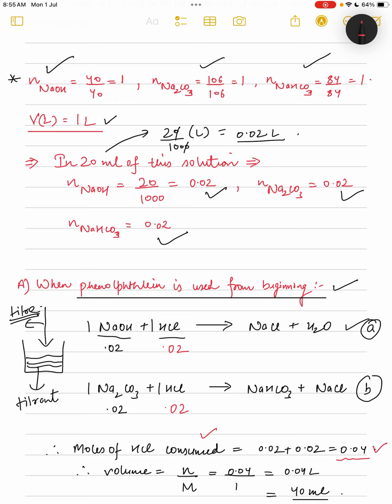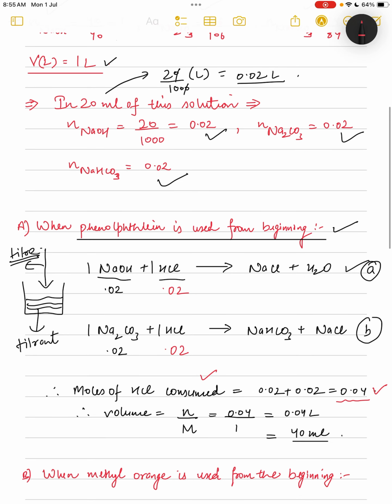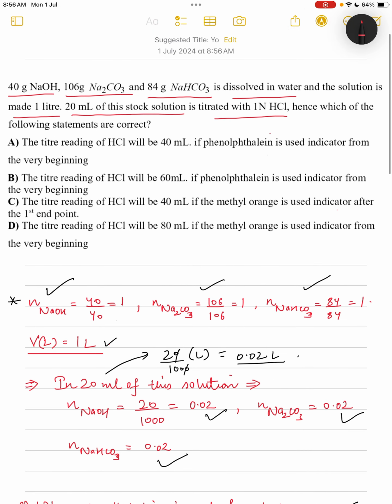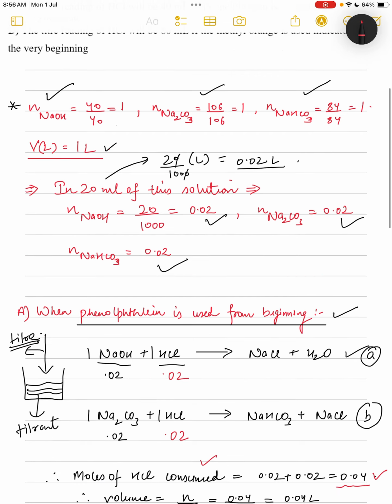So once we obtain the number of moles, we can easily find the volume because we know molarity is equal to number of moles per unit volume. So the number of moles we need to find, and we need to find the volume. So volume is number of moles by molarity. Since HCl has n factor of 1, its molarity is equal to normality, right?